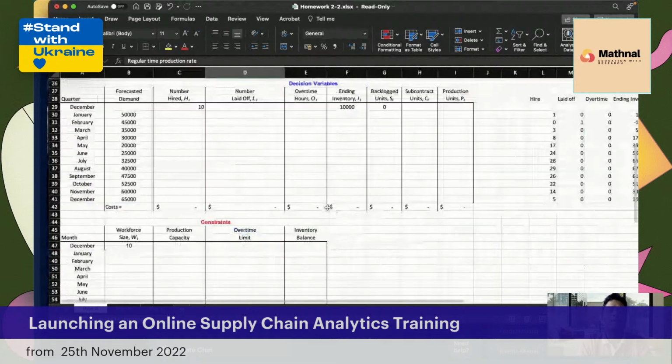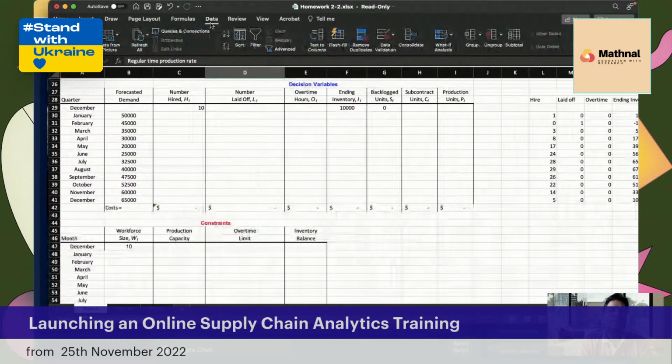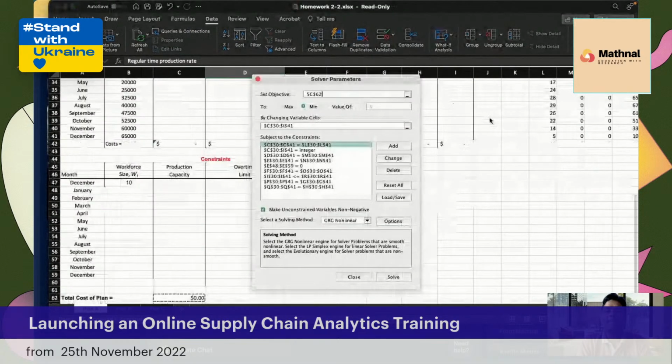We are going to use Solver. If you don't know about Solver, let me explain what it is. When you go to Data on the ribbon, on the right hand side you see Solver. If you click on Solver, you have to define your objective, whether you want to maximize or minimize the cost. Generally in supply chain we do cost minimization, so we are going to apply cost minimization.